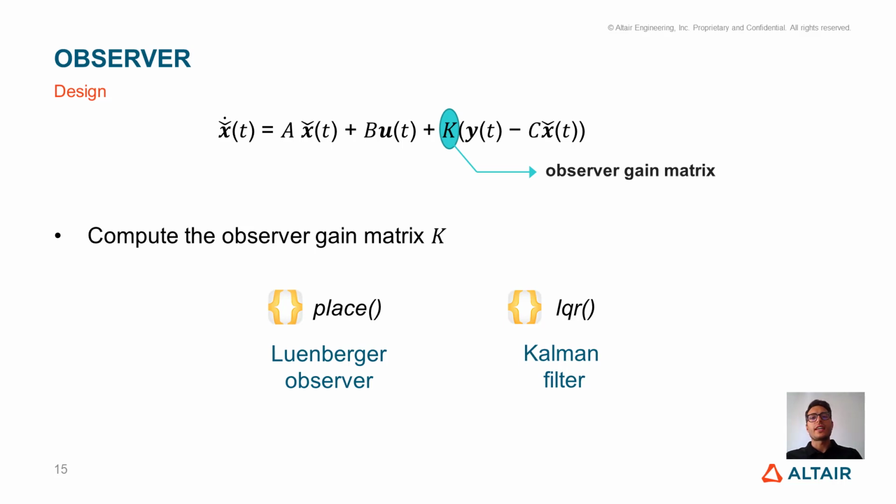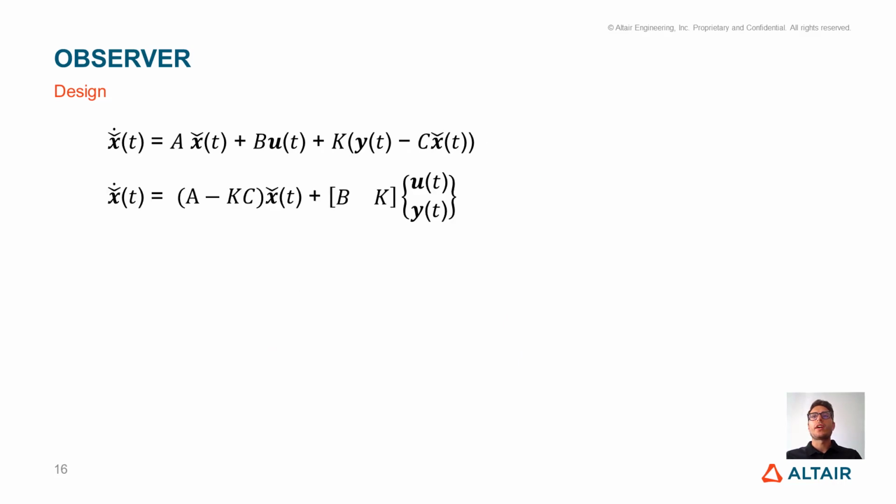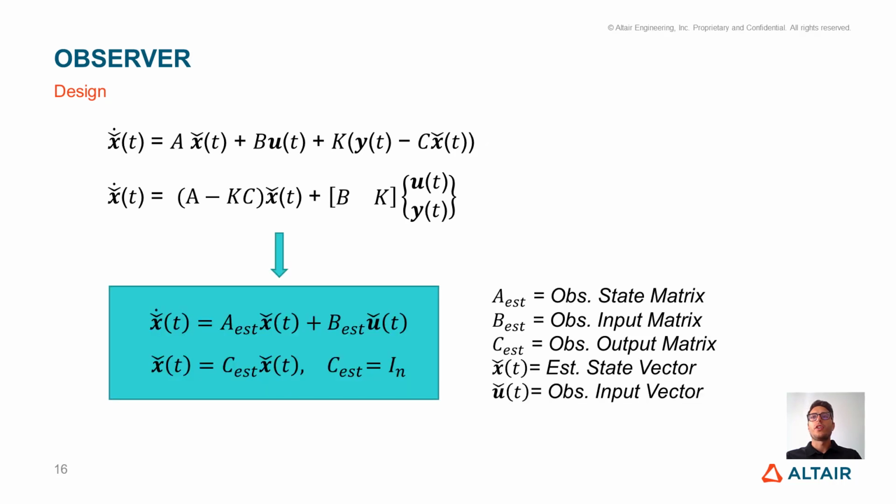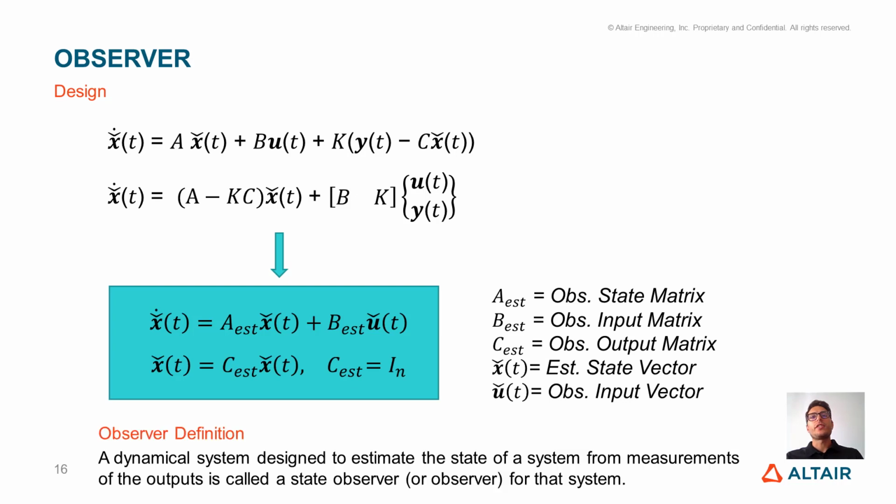Generally, the observer designed this way is called a Kalman filter or observer. Again, further details regarding these functions and observer design can be found in the System Dynamics and Controls ebook. Once we have determined the K matrix, we can go back to the observer formulation, and we can easily rearrange it into a more convenient form, which is the state space representation. So now it should be clear why we have defined the observer as a dynamical system.